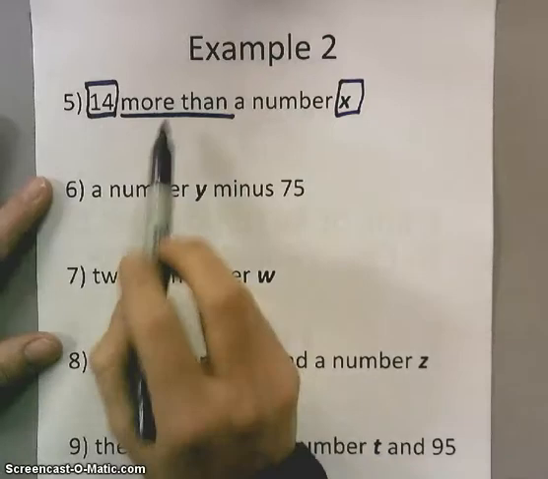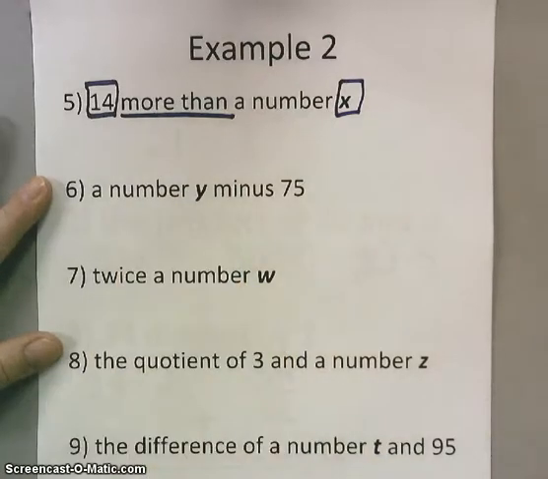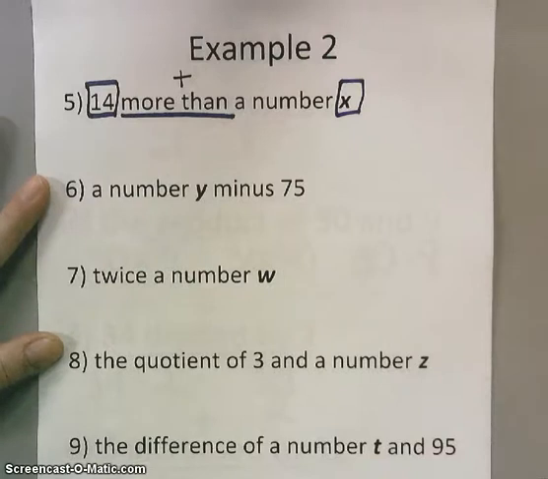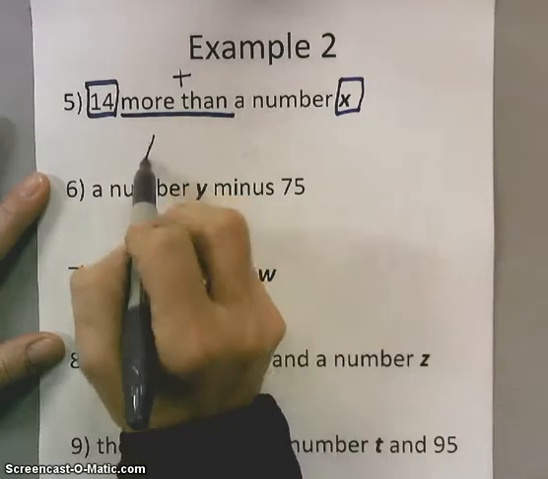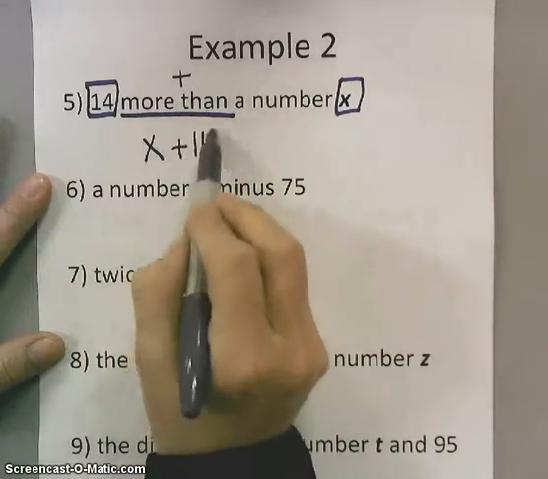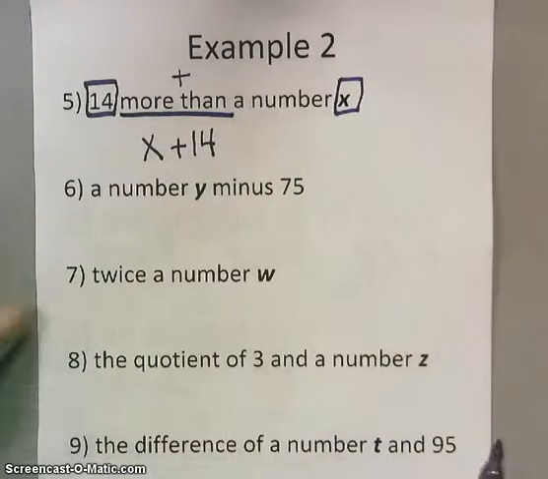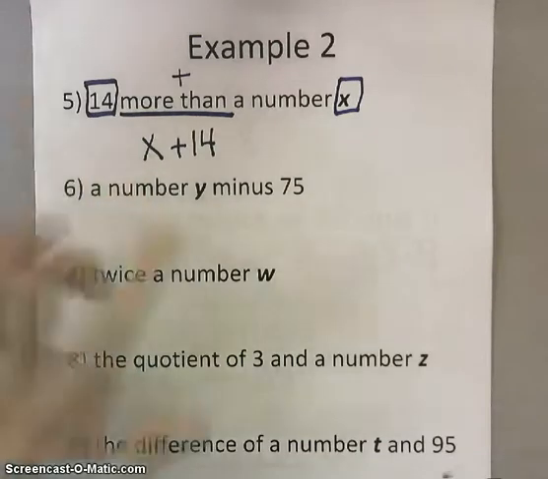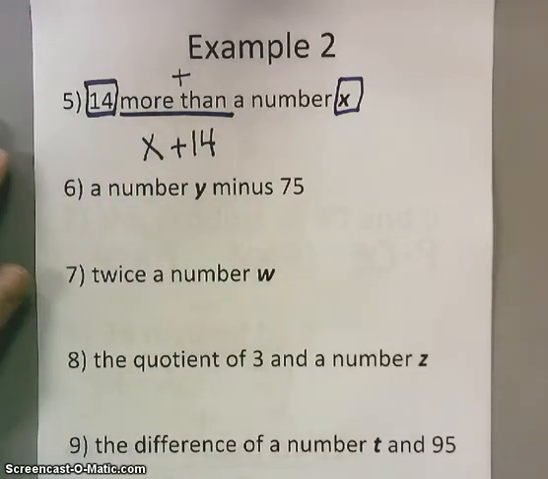So I know that I have more than, which if we look at our box, more than means to add. And I have to do 14 more than x. So x has to come first, and I have to do 14 more than that. So for example, if I had $10 and you had 14 more dollars than me, you would have $24.